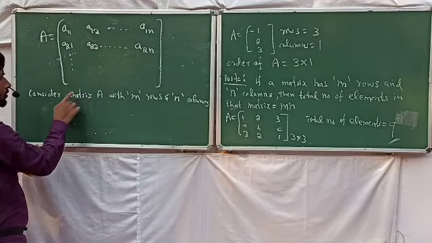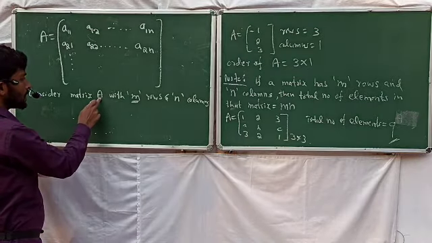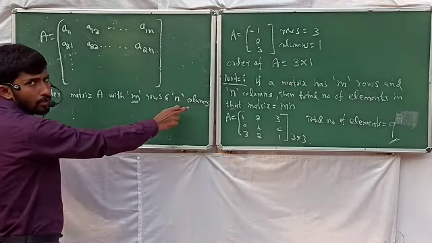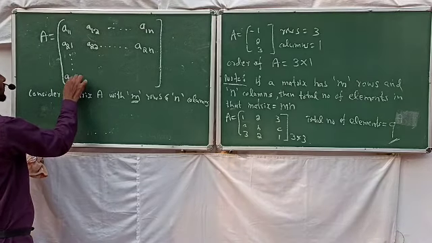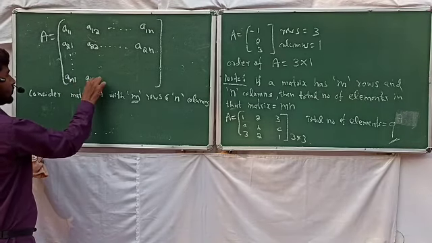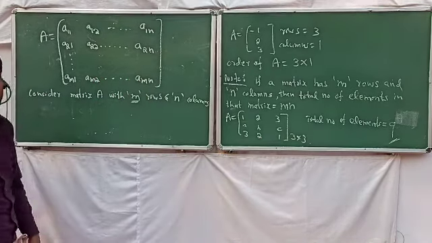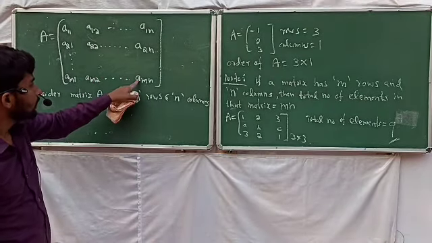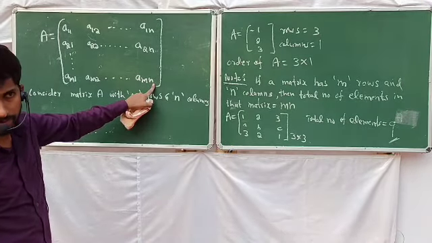Similarly, last row. What's the last row? Mth row, because you already taken matrix A with m rows and n columns. So in the last row I am writing am1, am2, dash dash, amn. That means this element is present in the mth row and nth column. That's the last element.